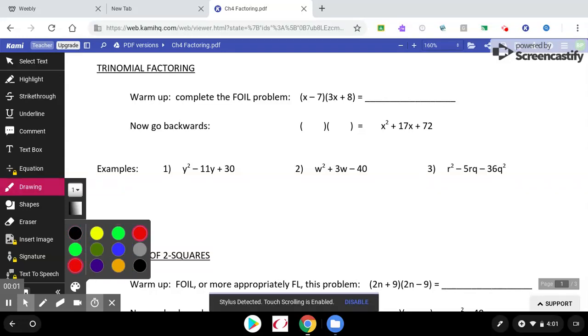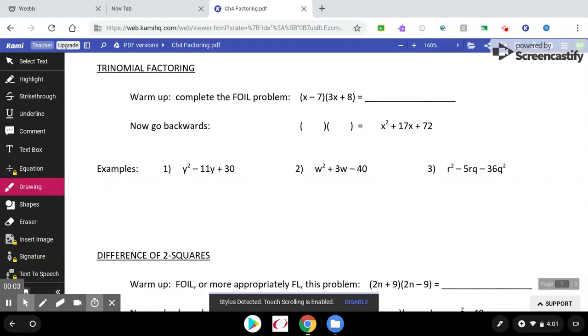Hey guys, this is trinomial factoring, and let's be a little more specific up here at the top for a equals 1. What that means is that the leading coefficient of the very first number, I'm going to skip down here where it says number 1, that's understood to be a 1 right there. And number 2, that's understood to be 1w squared. And on number 3, 1r to the second. So that's what we're talking about there.